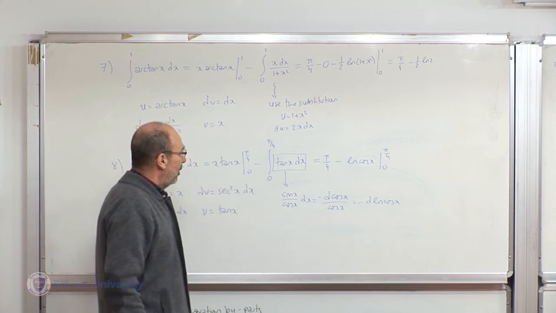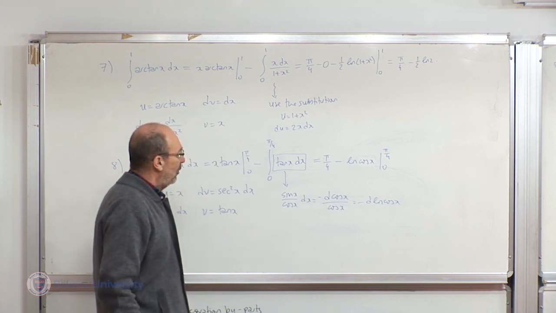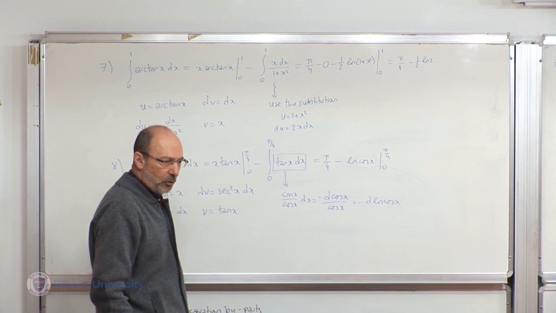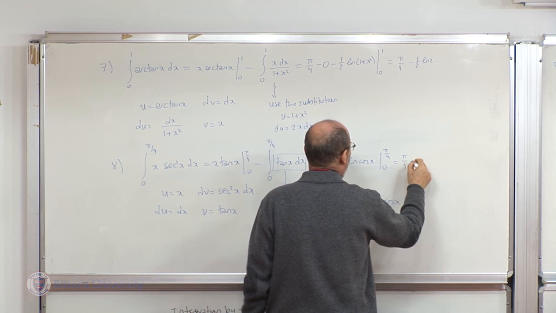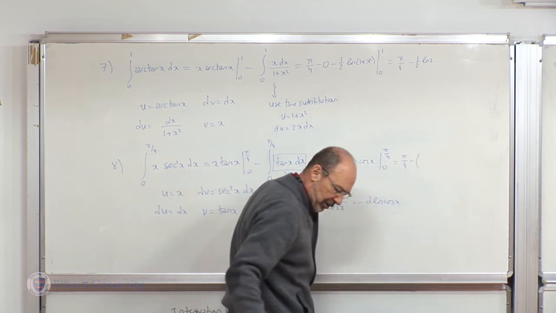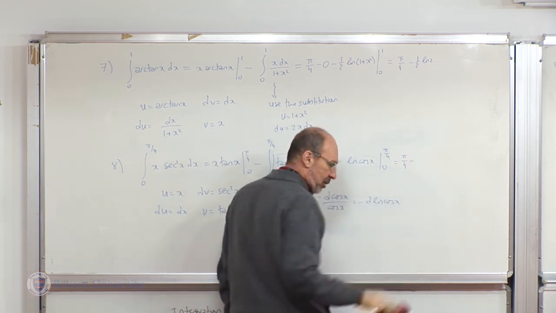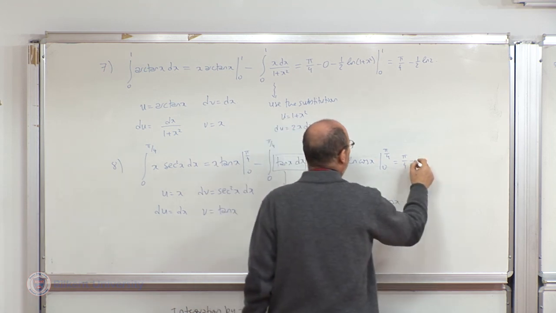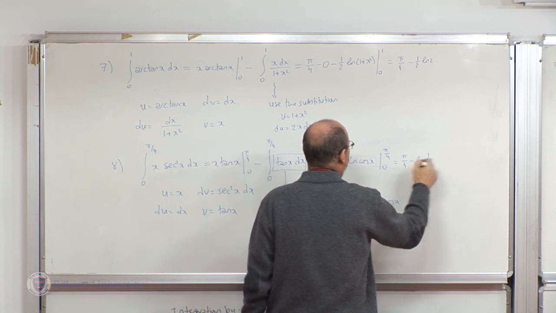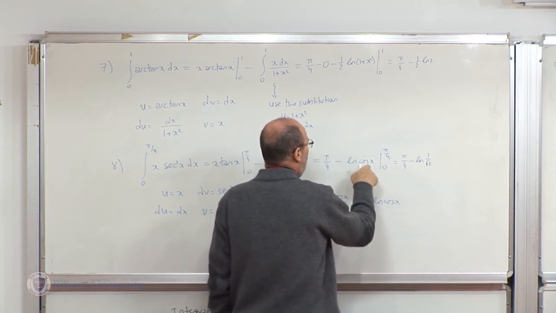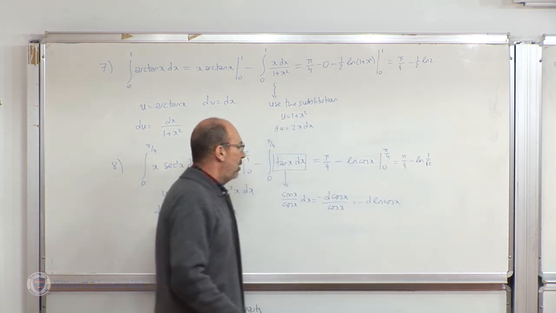Okay, so cosine of pi over 4 is 1 over square root 2, right? Okay, so let us write this: pi over 4 minus, okay, let's take the minuses in our mind. So this is minus ln 1 over square root 2 plus, cosine 0 is 1, ln 1 is 0. So this is the answer.